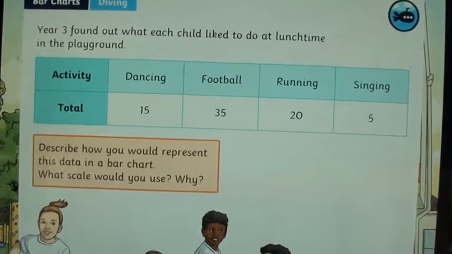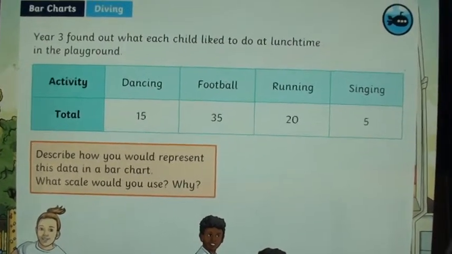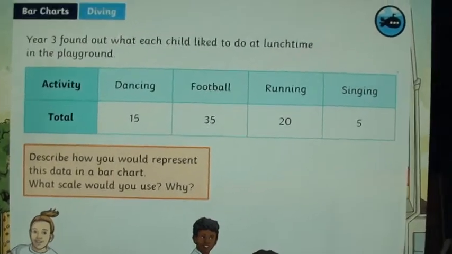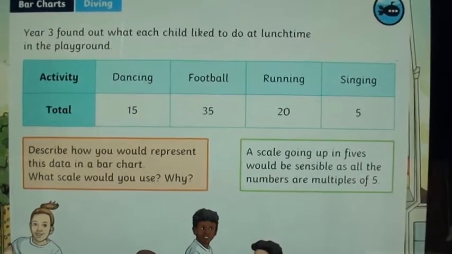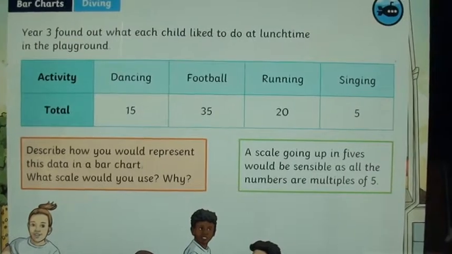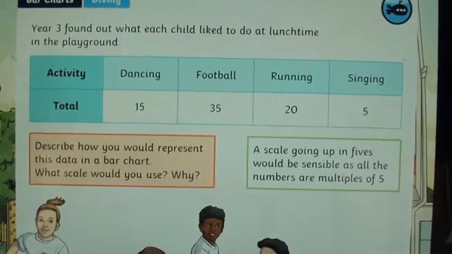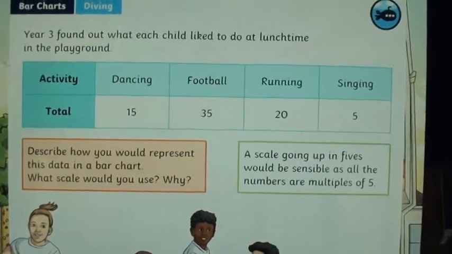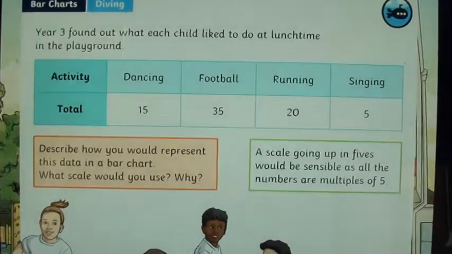I would go up in slightly more. Which one? 2s, 3s, 4s, 5s, 10s? The PowerPoint says 5s, and I'm inclined to agree with it because all of these numbers are in the 5 times tables, but also if you're going up in 5s, you only have to go up 7 times to get to 35.